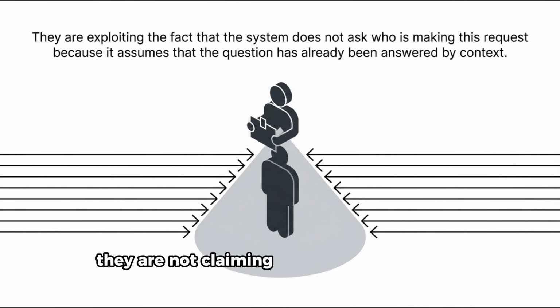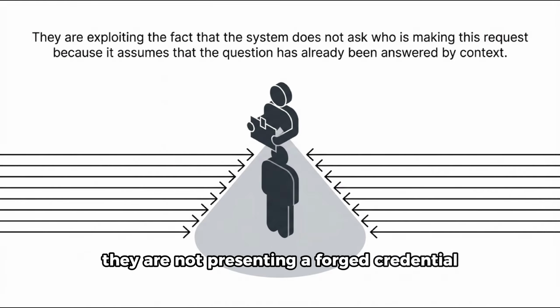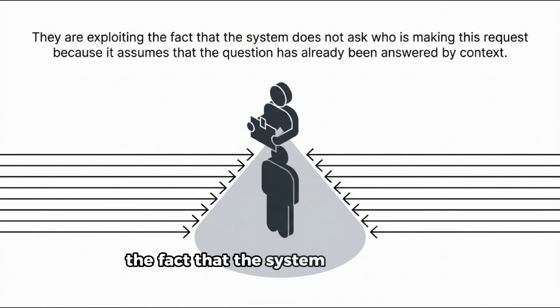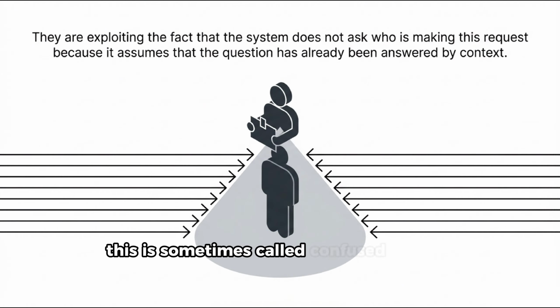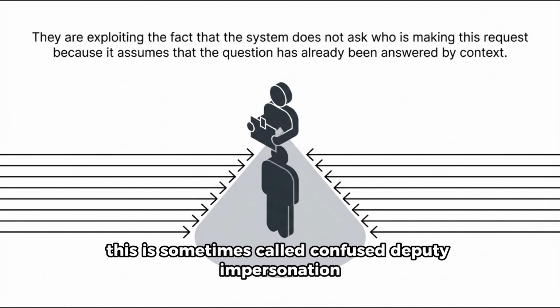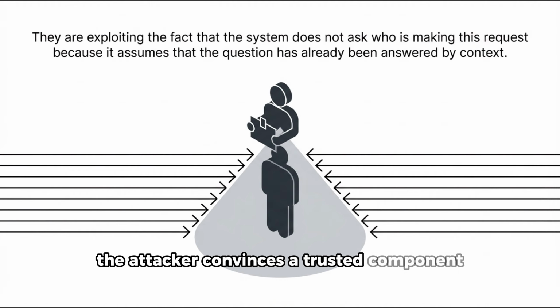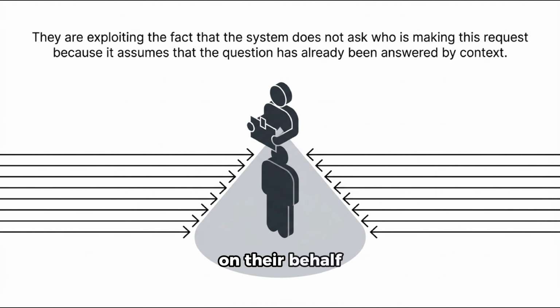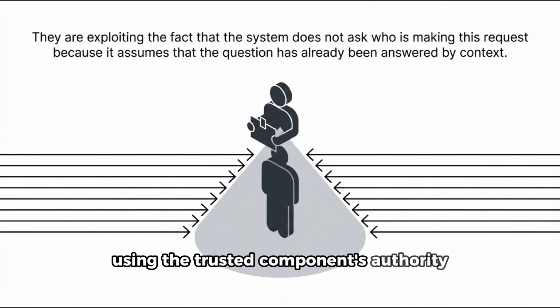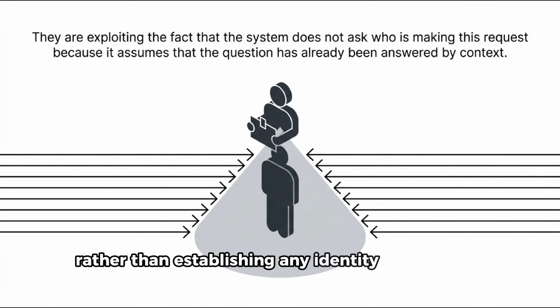They are not claiming to be a specific person. They are not presenting a forged credential. They are exploiting the fact that the system does not ask who is making this request because it assumes that the question has already been answered by context. This is sometimes called confused deputy impersonation. The attacker convinces a trusted component to make requests on their behalf, using the trusted component's authority rather than establishing any identity of their own.